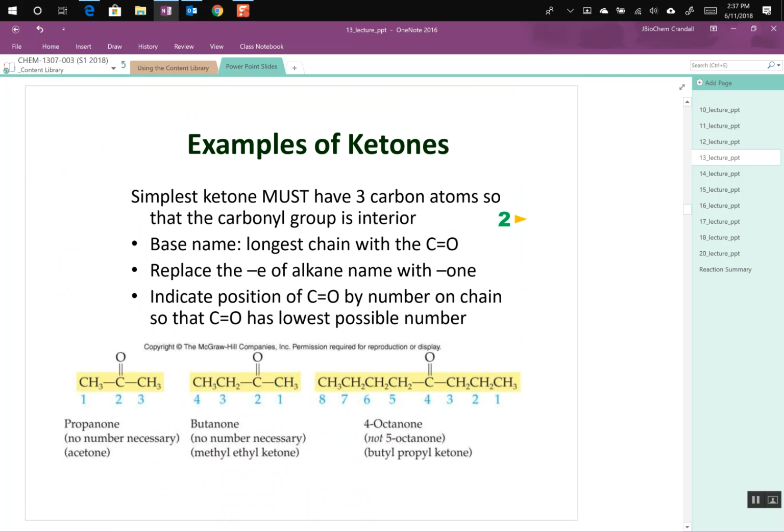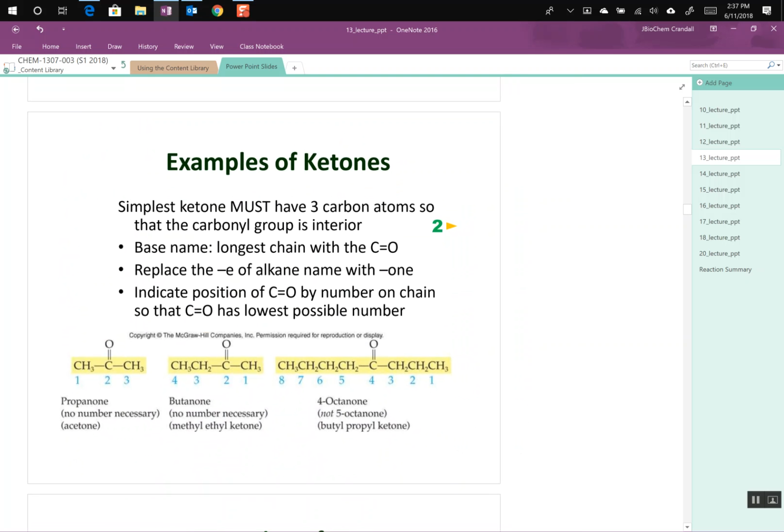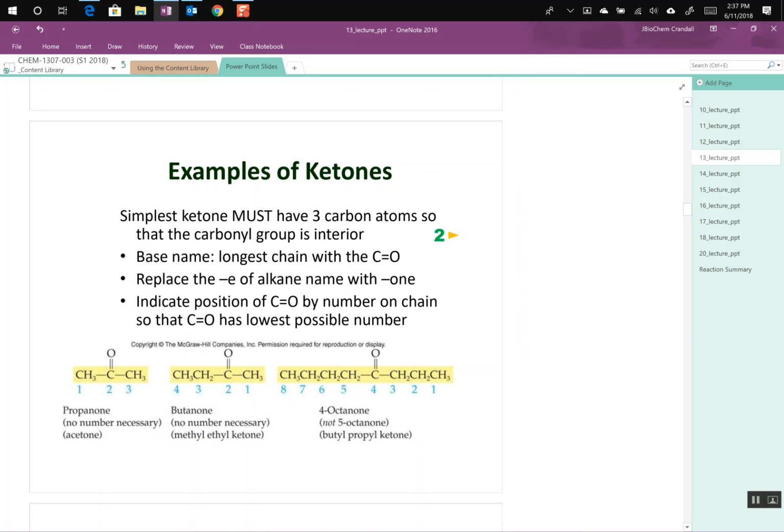All right, now let's look at ketones. So your simplest ketone has to have at least 3 carbons, because it won't be a ketone if you don't have at least 3 carbons. If you have only 2 carbons, or only 1 carbon, you have to be an aldehyde. If you go to 3 carbons, you could be an aldehyde or a ketone. So the simplest ketone is propanone.